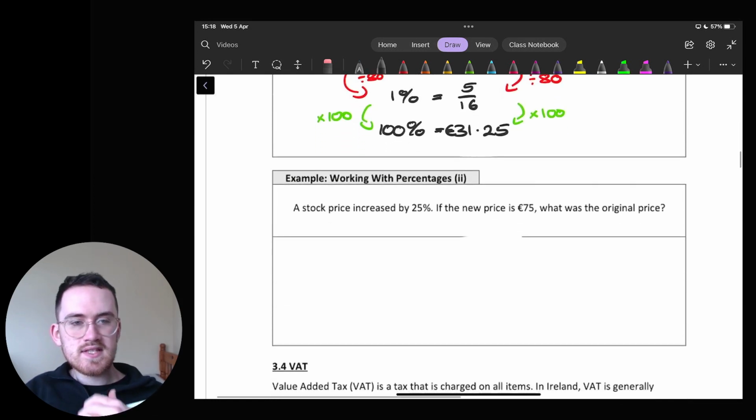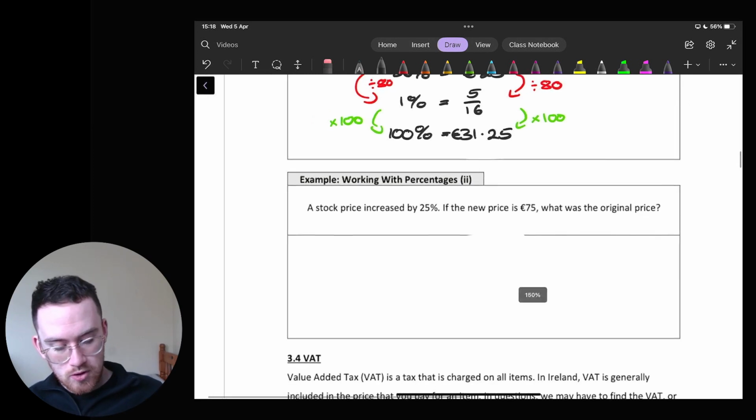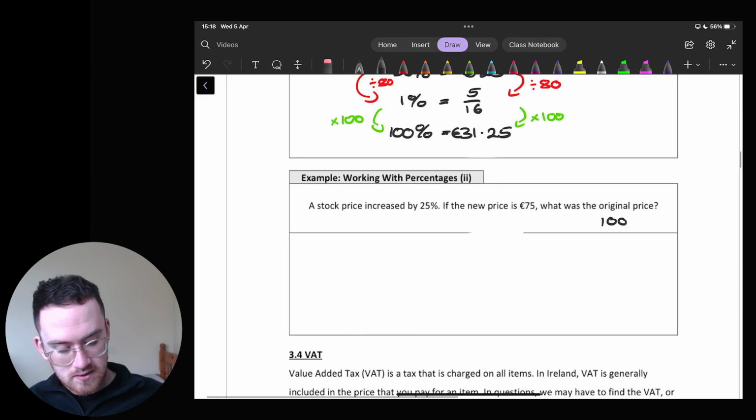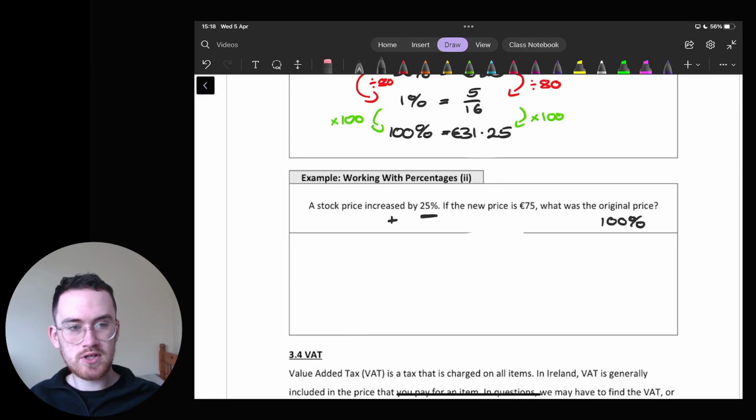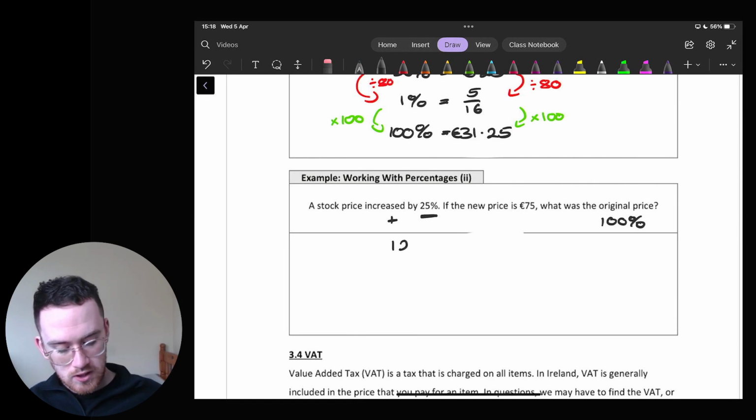Looking at the next one, same idea. A stock price increased by 25%. If the new price is €75, what was the original price? So remember, original is 100%. It increased by 25%, so it went up by 25%, which means that what I have is 125%, and that's €75.